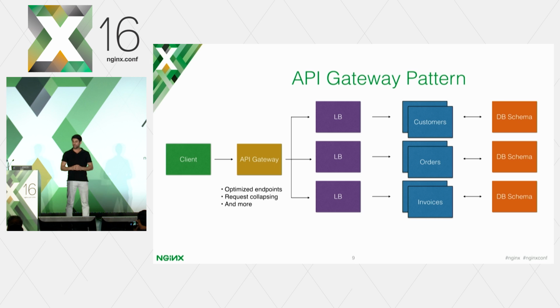Before, the client had to make a request to consumers, then to orders, then to invoices. The client needs to understand and know how to consume these different services together. But with an API gateway, we can now abstract all of this complexity and create, for example, optimized endpoints that the client can use, and the optimized endpoints under the hood make those requests to those components. So I'll make an example in the next slide. Or, for example, request collapsing and other things like authentication, rate limiting, traffic control.